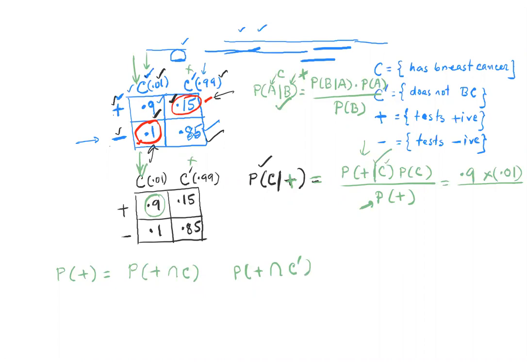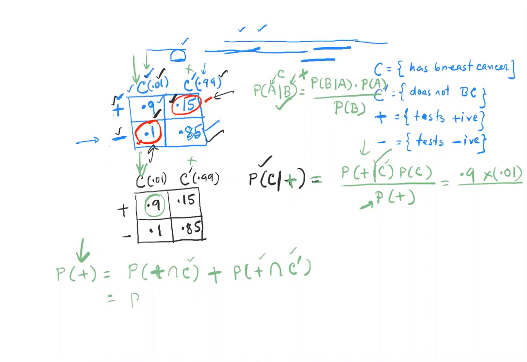Since C and C prime are mutually exclusive or disjoint, you can just add the probabilities. C and C prime are complements of each other. So the probability of testing positive and having cancer plus the probability of testing positive and not having cancer, if you add them up, that's when you get the probability of testing positive.